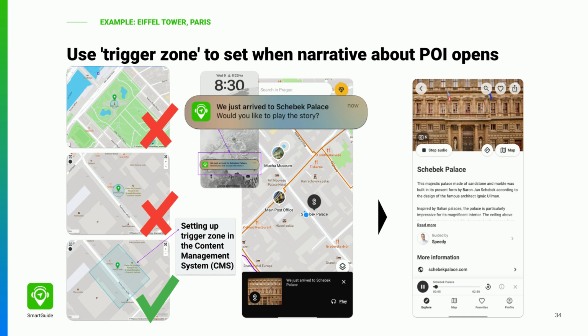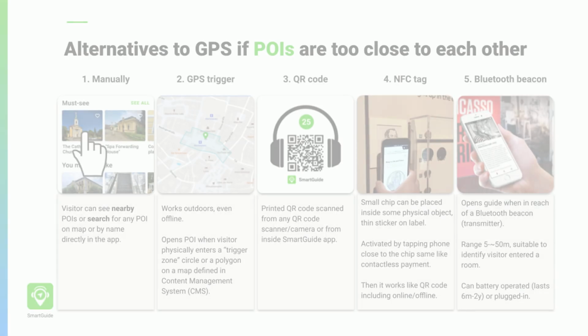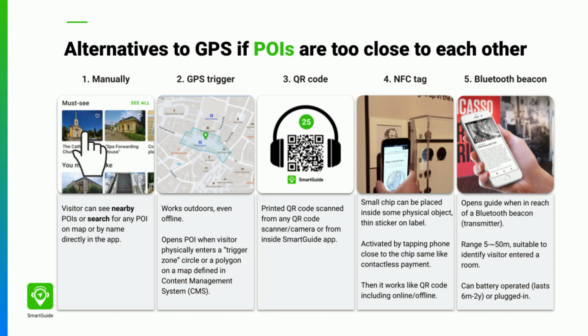If you want to be even more precise and launch the story only when a tourist arrives from the Seine River, you can move the center of the trigger zone or make a trigger zone in the shape of a polygon. Given the accuracy limitations of GPS, do not use trigger zones if the POIs are less than 20 meters apart. But don't worry, SmartGuide has you covered. For such instances, we switch to technologies that support indoor navigation, including QR codes, NFC chips, or Bluetooth beacons. Our team will help you choose the best solution for your specific situation.